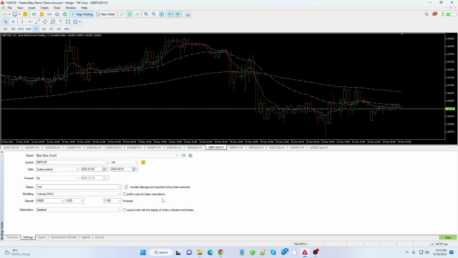So the idea now is I want to work on pound CAD and try to improve it as much as I can. Now, every time you add code to reduce your risk or reduce your losses, you're almost always going to also reduce your profit. So it's always going to be a balance. The less risk, the less profit.